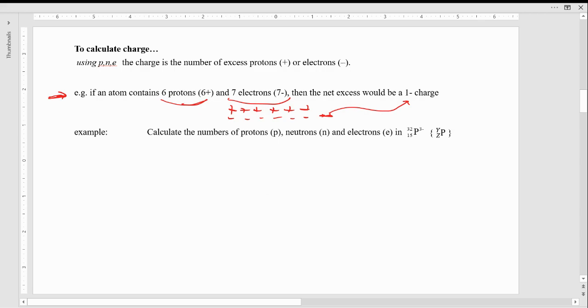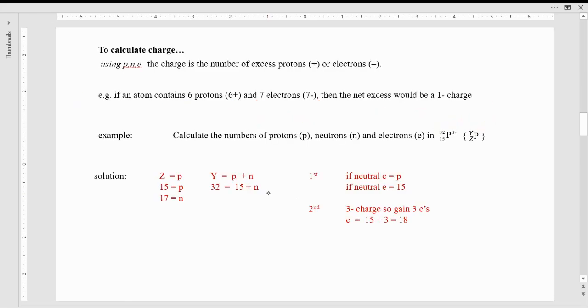Let's go back to our symbology from the previous video. If you have this phosphide anion sitting there, how many protons, neutrons, and electrons are in it? Remember, Y up top is the atomic mass, P and N. Z down below is the atomic number, P. So P is going to be 15 because the atomic number is 15. Y is P plus N. Y is 32. If you know P is 15, can you do the math on N? Apparently I couldn't because I didn't type it, but it's right there: 17 equals N.